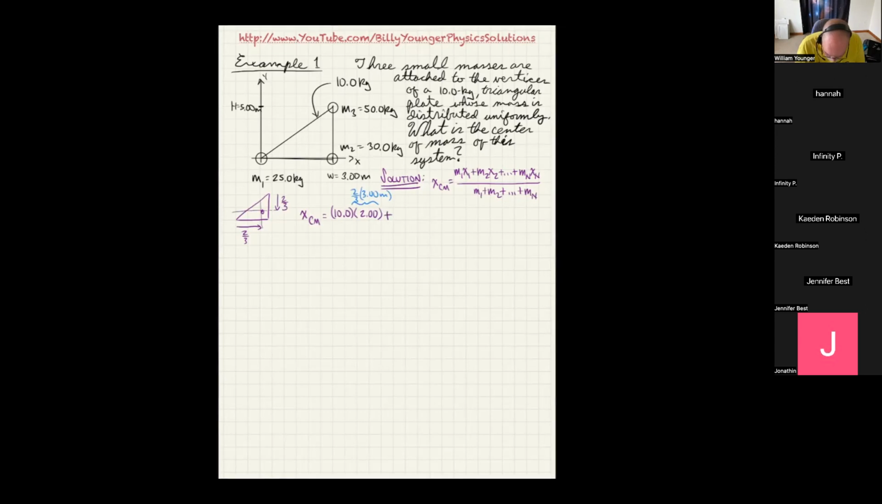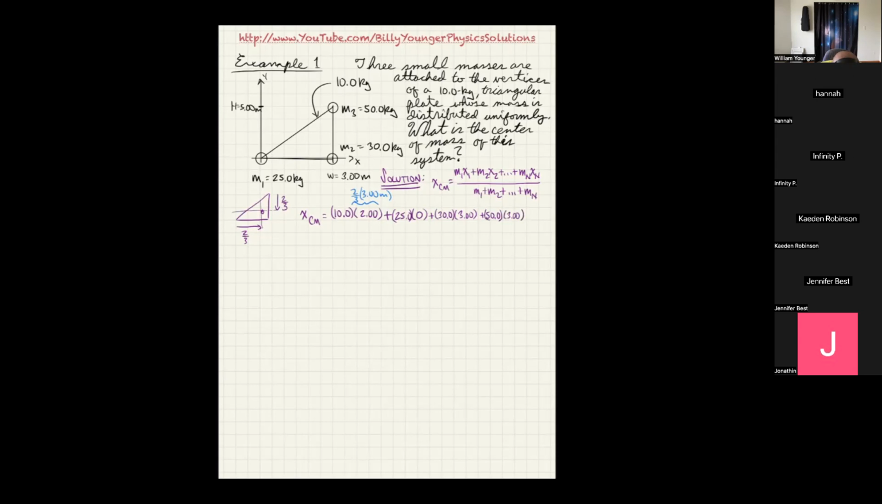I also have mass 1, which is 25 kilograms. And of course, that has an x coordinate of 0. Notice I'm just picking off the x coordinate. I don't care about the y right now. I also have a 30 kilogram mass, and that one has an x coordinate of 3 meters. And then I also have a 50 kilogram mass, and that one also has an x coordinate of 3.